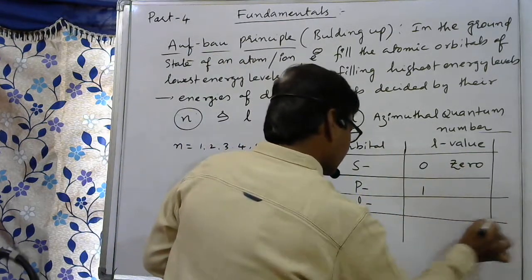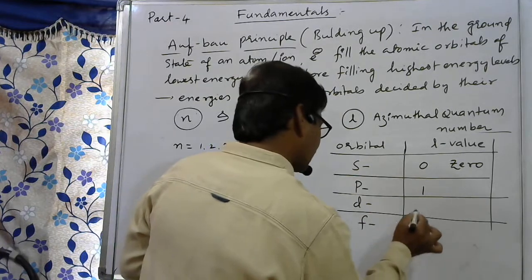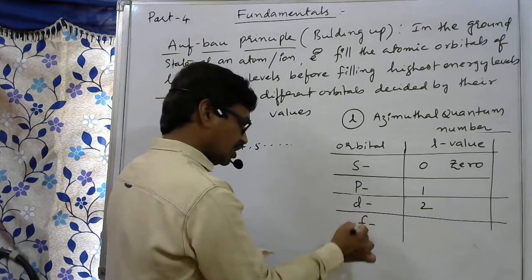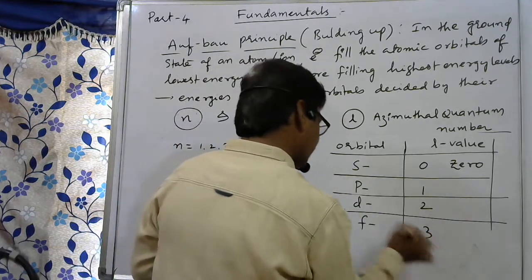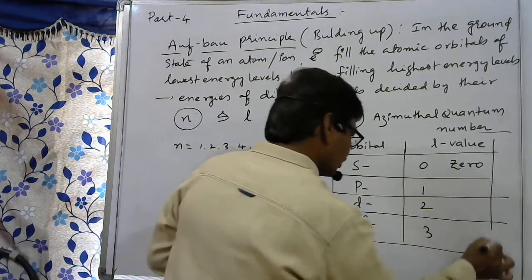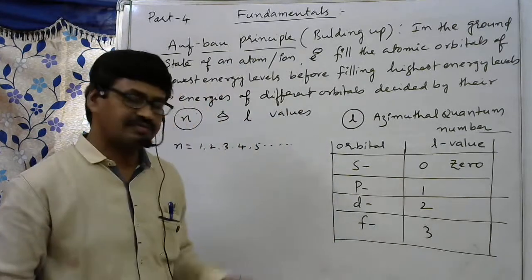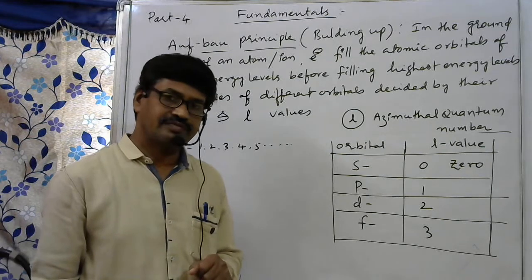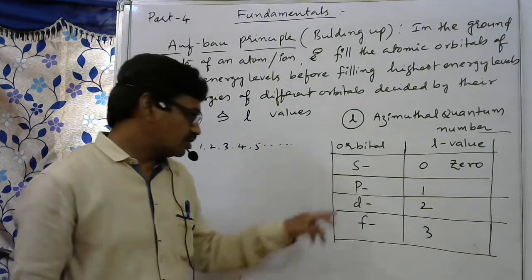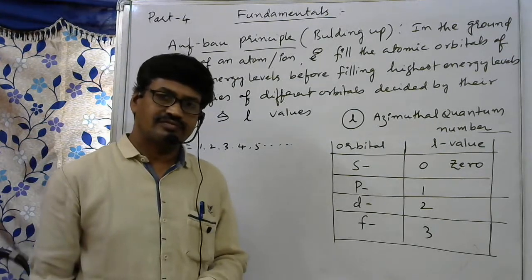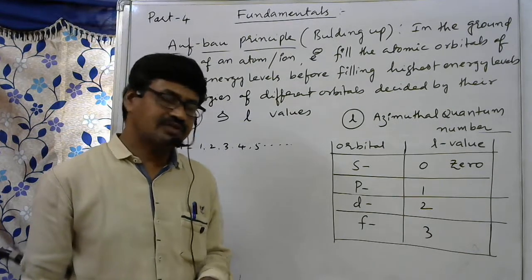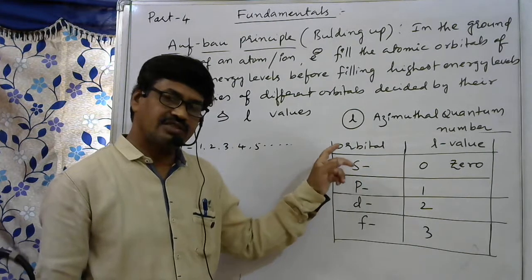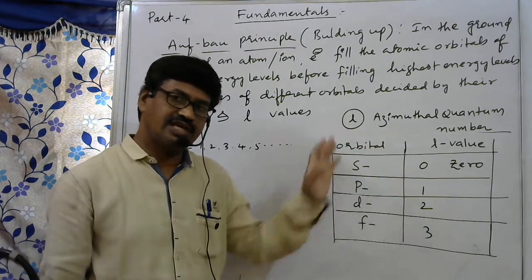The L value of D orbital is 2. For F orbital, L value is 3. F orbital starts with which shell? Fourth shell. 4f, 5f; 3f is not possible, 2f is not possible, 2d is not possible, and 1p is not possible. But any ns, 1s, 2s, 3s, 4s, is possible.